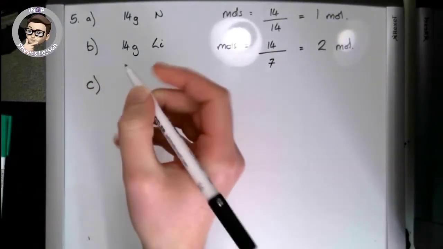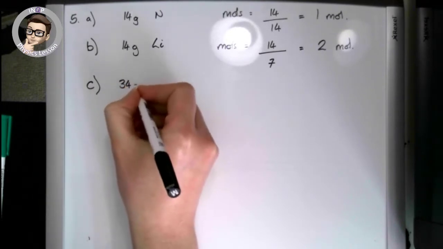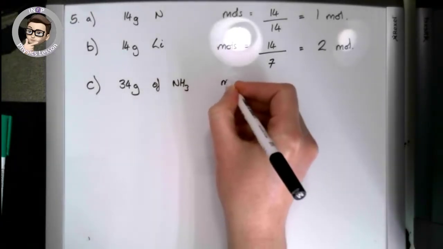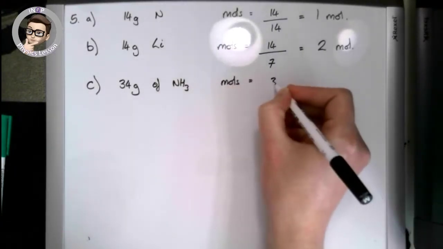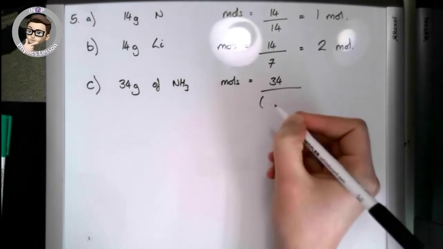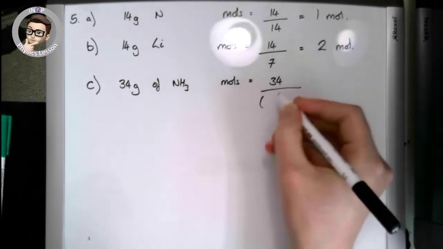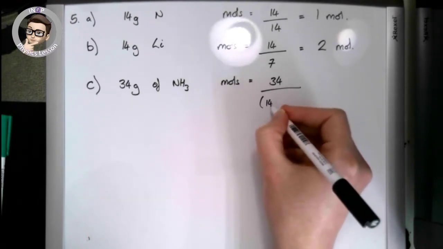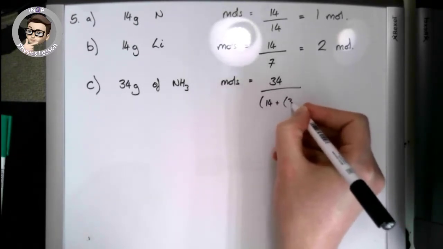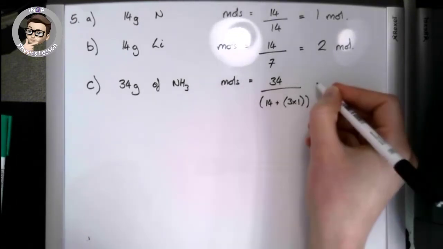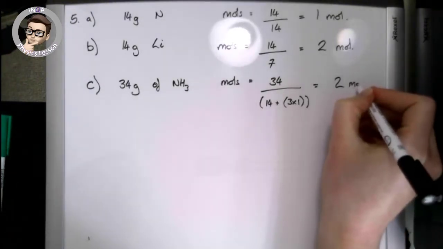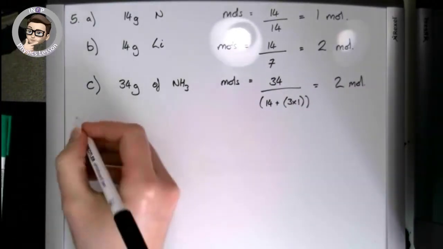Okay, part C, we're going for 34 grams of ammonia, NH3. So the number of moles is going to be equal to 34 divided by the relative atomic mass for nitrogen, which is 14, and 3 lots of 1, because we've got 3 hydrogens in there. So that's 34 divided by 14 plus 3, which is 34 divided by 17. So in fact, we've got 2 moles of ammonia.